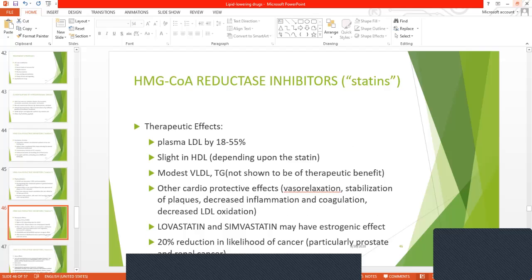So, therapeutic effects. Plasma LDL, it lowers by 18 to 55%. There is a slight decrease in HDL depending on the statin and modest decrease in VLDL and triglyceride. Other cardioprotective effects like vasorelaxation, stabilization of plaques, decreased inflammation and coagulation, decreased LDL oxidation are also seen. Lovastatin and simvastatin may also have estrogenic effects. And in prostate cancer, there is a 20% reduction in likelihood of prostate and renal cancer as well.